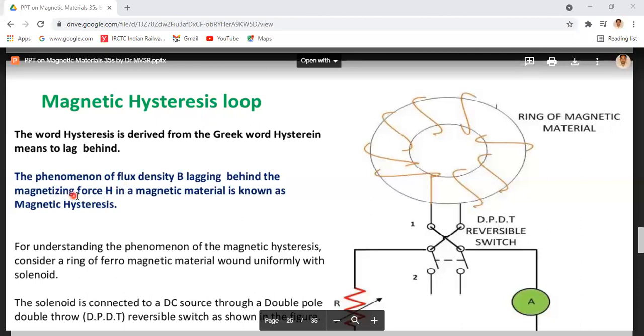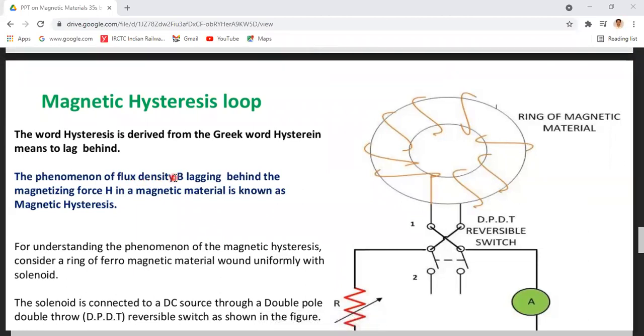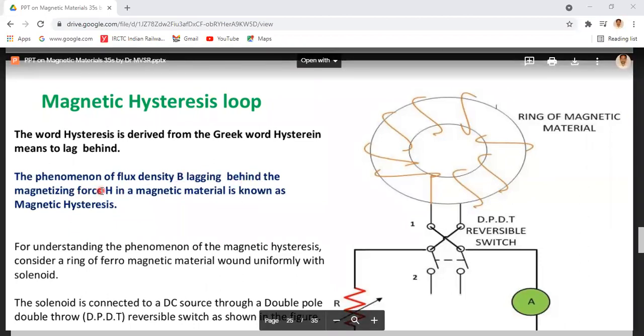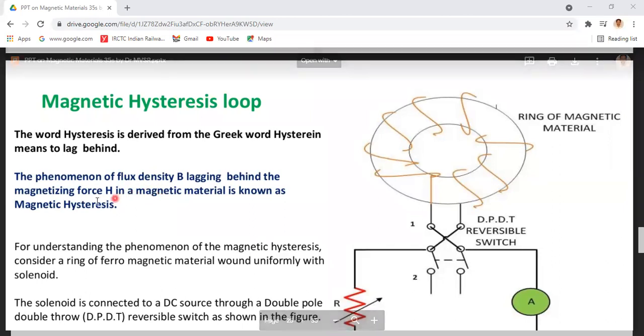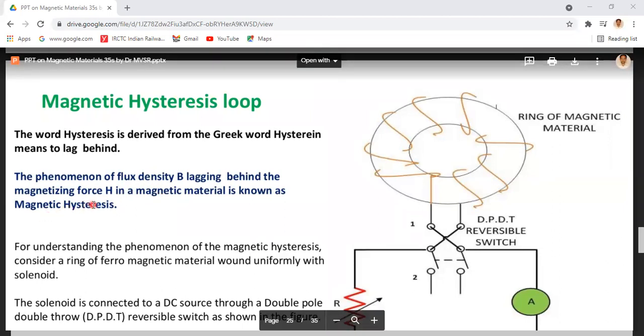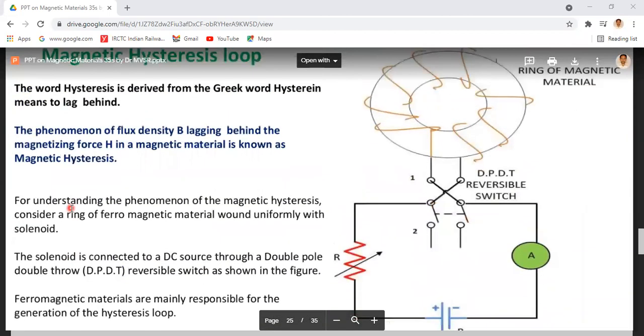Suppose you apply the magnetizing force H to a ferromagnetic material. Then the magnetic flux density produced in the ferromagnetic material lags behind this magnetizing force. This phenomenon is known as magnetic hysteresis, or the BH curve, or magnetic hysteresis behavior. Now, for understanding the phenomenon of magnetic hysteresis, consider a ring of a ferromagnetic material wound uniformly with a solenoid.